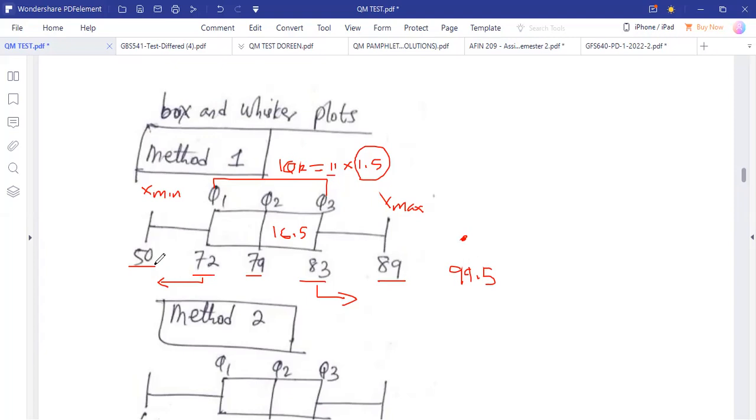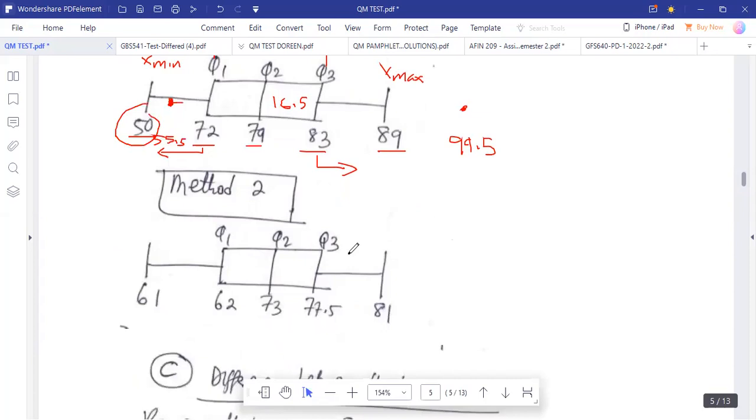55.5. Where's 55.5? Here, right? Somewhere here. So it means the 50 is outside the box, so it's called an outlier. Now you do the same for method 2.